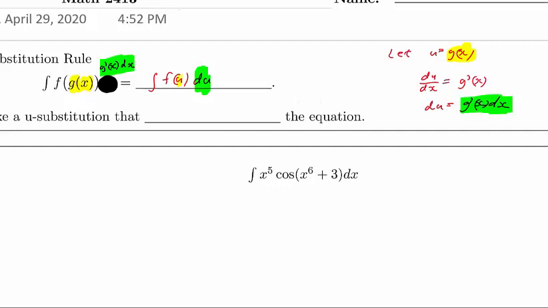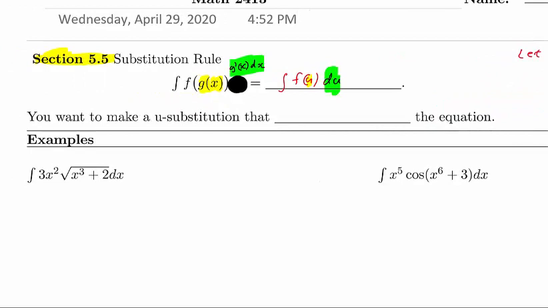All right? And when you're trying to figure out what u to make your substitution, it should always be a substitution that simplifies the equation. If you pick a u and it does not simplify the equation, there's a really good chance you need to pick a different u. So let's look at some of these examples.